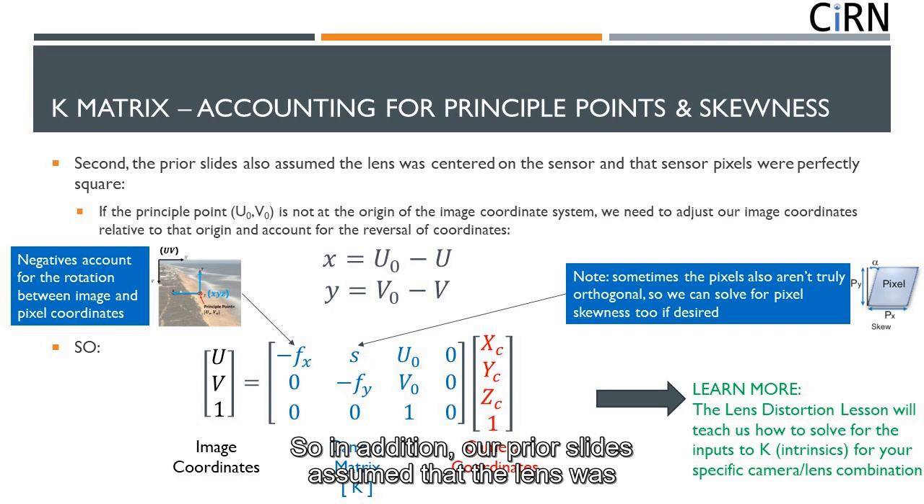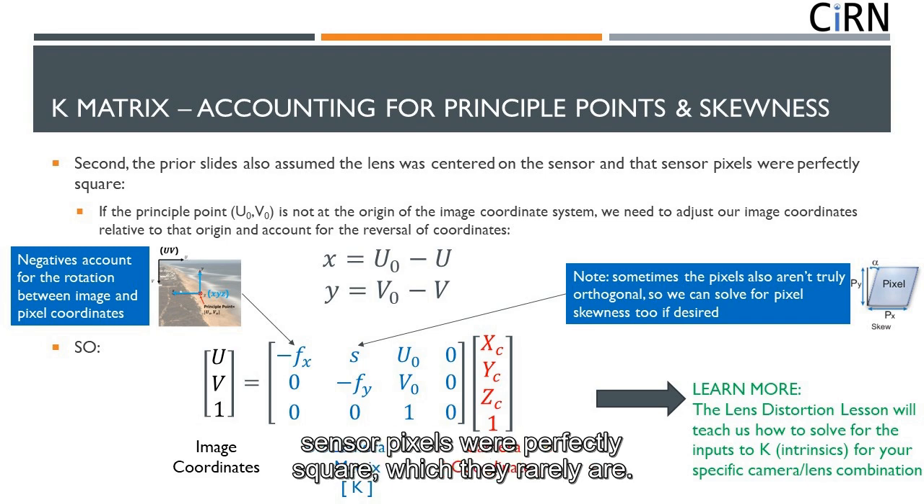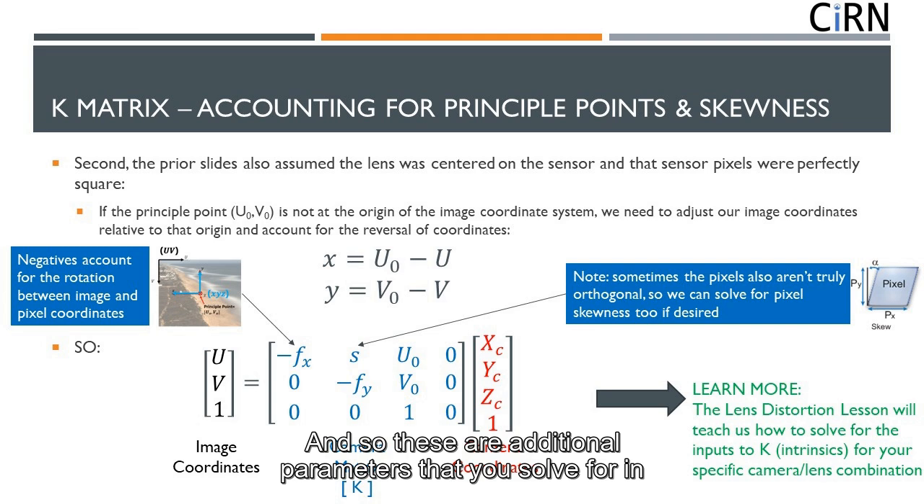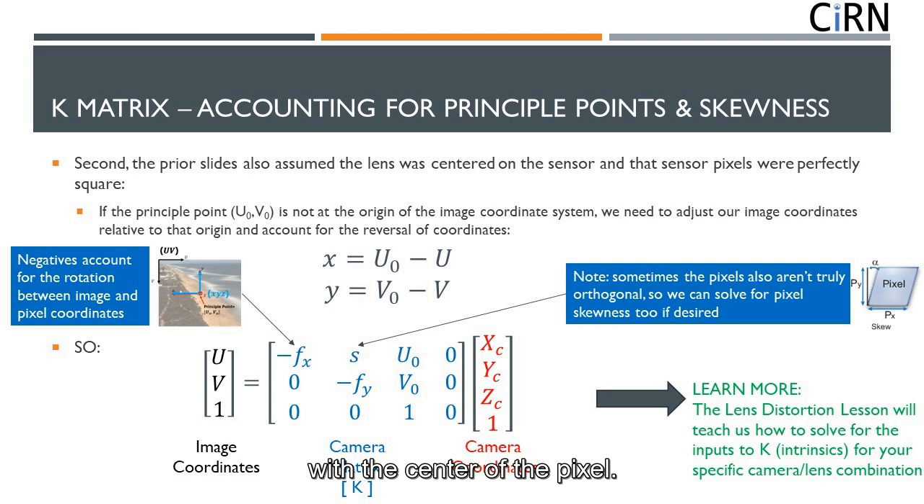So in addition, our prior slides assumed that the lens was absolutely centered on the sensor and that all of your sensor pixels were perfectly square, which they rarely are. And so these are additional parameters that you solve for in your intrinsics. The principal point is basically telling you how your lens is aligned on the center of your sensor. And so we just do a simple subtraction to move the center of the image to align with the center of the pixel. Thank you, Brittany. And that's what U0 and V0 coordinates become right here.